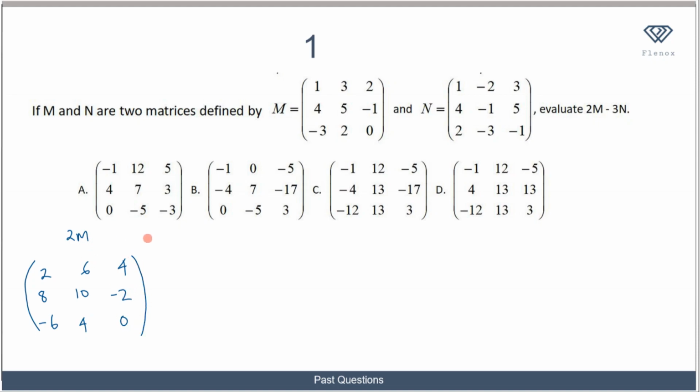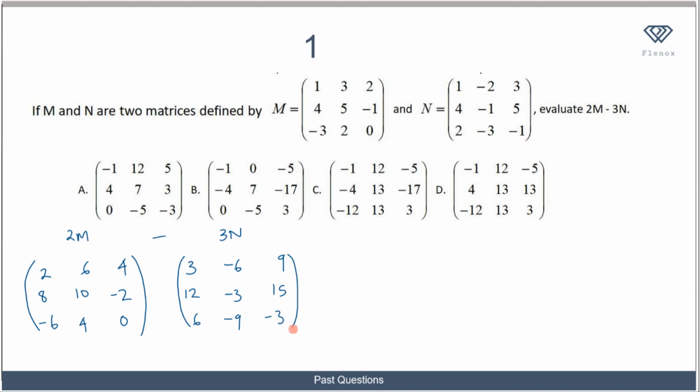So now we're finding 2M minus, then we have 3N. So multiply everything in matrix N by 3. So 3 times 1 becomes 3. 3 times minus 2 becomes minus 6. 3 times 3 becomes 9. 3 times 4 becomes 12. 3 times minus 1 becomes minus 3. 3 times 5 is 15. 3 times 2 is 6. 3 times minus 3 is minus 9. And 3 times minus 1 is minus 3.